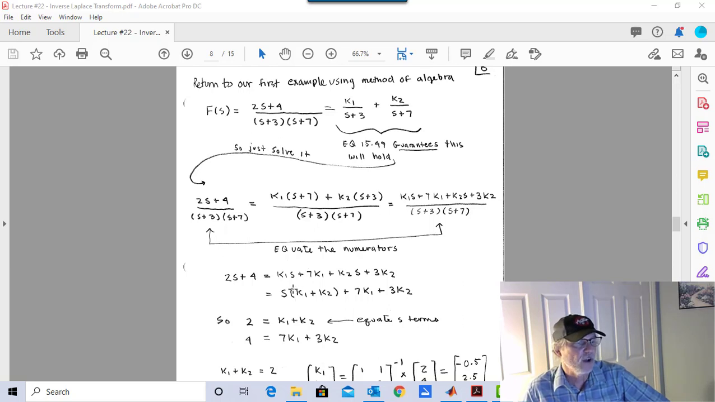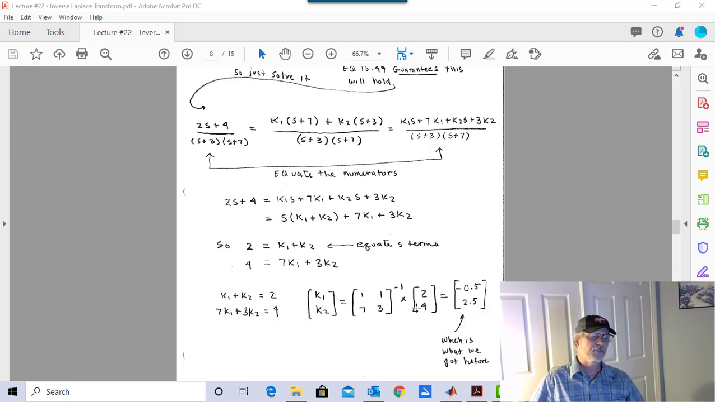Let's factor out the s terms. So here I have s times k1 plus k2. And now let's gather up my s to the 0 terms, which are just 7k1 plus 3k2. And I know that these s terms have to be equal to 2, and my s to the 0 terms have to be equal to 4. So k1 plus k2 equals 2, and 7k1 plus 3k2 equals 4.